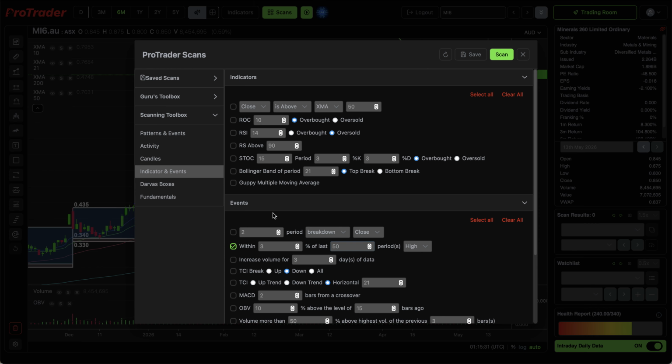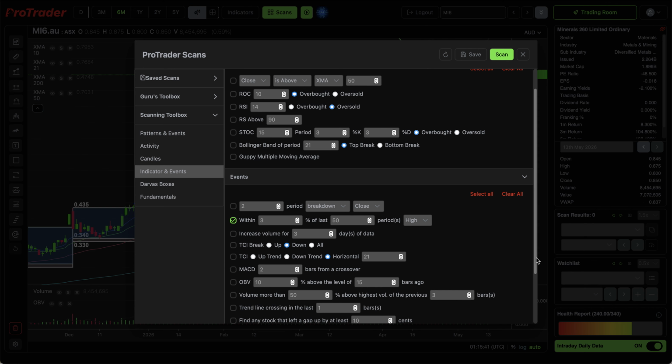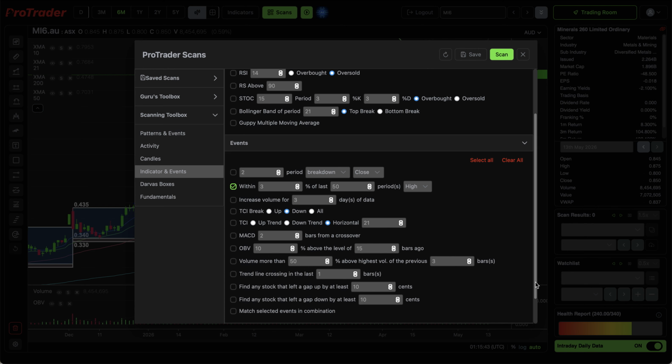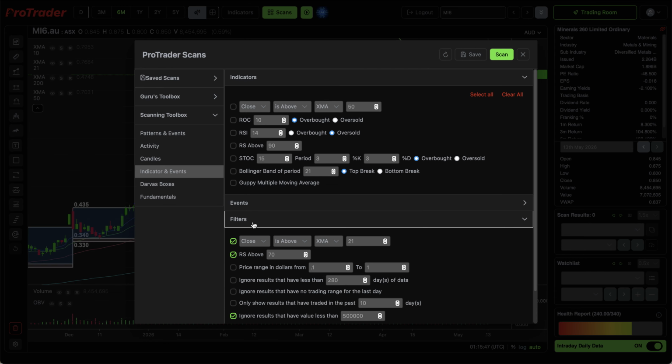So what the hell is going on there? What this does is find any stocks within 3% of the last 50-day high. You can do that on weekly, daily, monthly, whatever. Then I will also combine that with filters, so relative strength above 70, because I don't want to be in laggards.